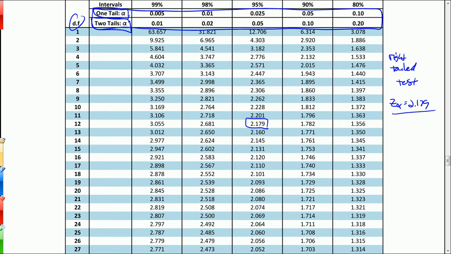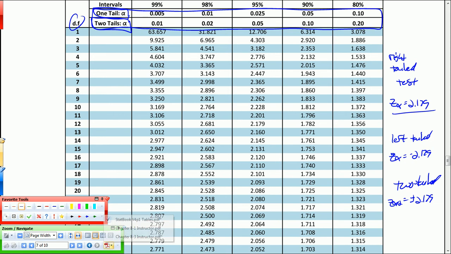That's great. But if you had a left-tailed test, then your critical value would not be a positive number. It would be the negative of this. So z sub alpha would be negative 2.179. If it was a two-tailed test, then z sub alpha over 2, you'd have two of them, would be plus or minus 2.179. So the table always gives you a positive value. You have to determine whether it's negative or plus and minus based on whether it's a right-tailed, left-tailed, or two-tailed test. And that's what this says right here.